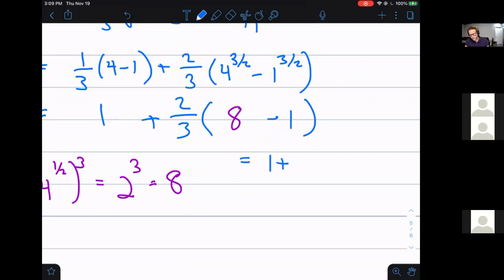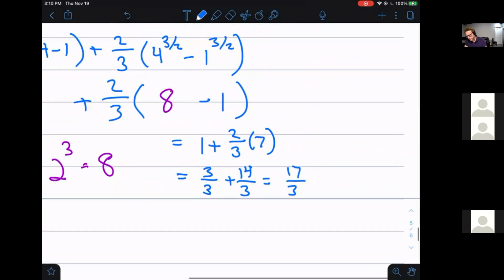So 1 plus 2/3 times 7. So this is going to be, let's see, 3/3 plus 14/3. That's going to be equal to 17/3. So that's less than 18/3, which is 6. So that's less than 6.